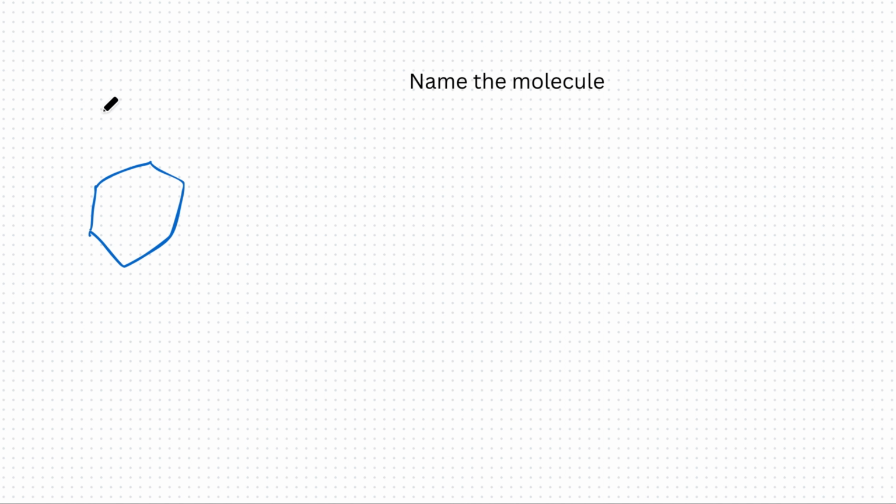Here we have a ring of 1, 2, 3, 4, 5, 6 carbons. How do we name this? It's actually pretty easy. When you have a ring, you just put cyclo in front of it. So there's 6 here, so it's cyclohexane. Let's say we add a methyl at the end of one of these carbons, any of these carbons. This becomes 1-methyl cyclohexane.